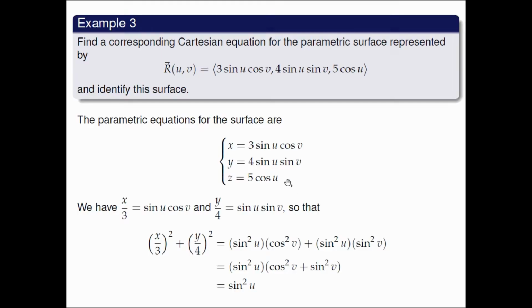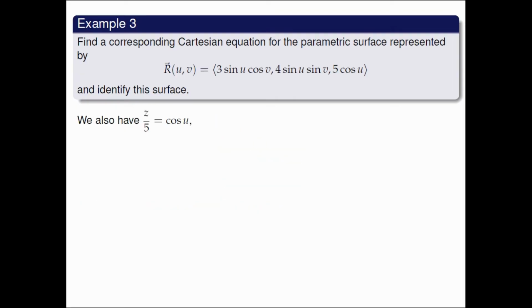From the third equation, we get z over 5 equals cosine u. So that this expression, saan naman to equal? Itong first two, pag inad natin, that's equal to sin squared u. Galing dun sa kinompute natin kanina. And z over 5 squared is equal to cosine squared u. And then sin squared u plus cosine squared u is equal to 1.